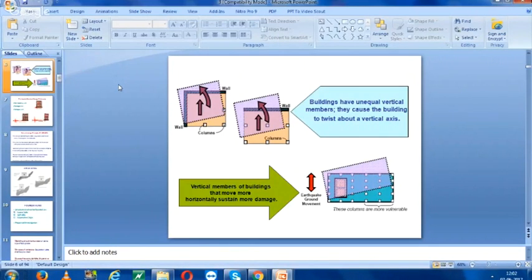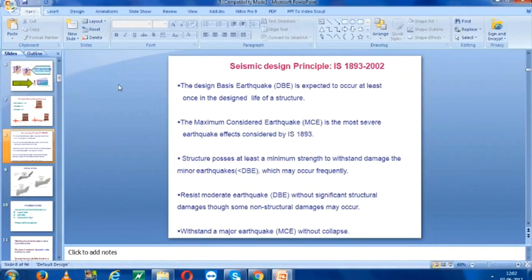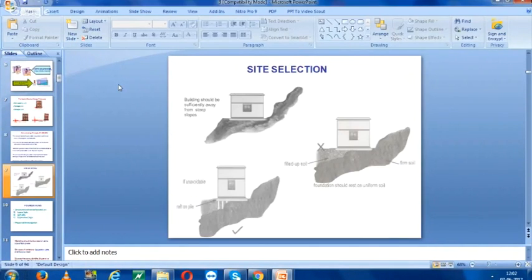This is going to be the site selection. These are some of the things which we need to take care of.